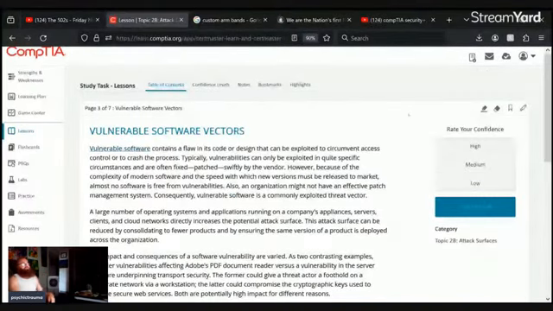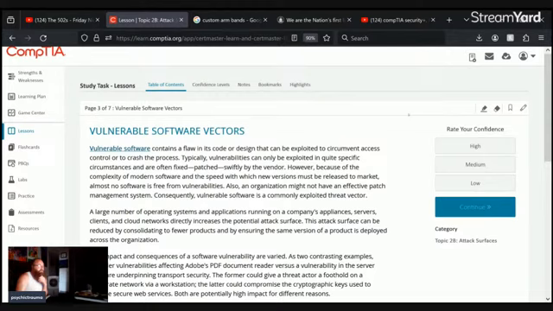3 of 7. Vulnerable software vectors. Vulnerable software contains a flaw in its code or design that can be exploited to circumvent access control or to crash the process. Typically, vulnerabilities can only be exploited in quite specific circumstances and are often fixed, patched swiftly by the vendor. However, because of the complexity of modern software and the speed with which new versions must be released to the market, almost no software is free from vulnerabilities. Also, an organization might not have an effective patch management system. Consequently, vulnerable software is a commonly exploited threat vector.